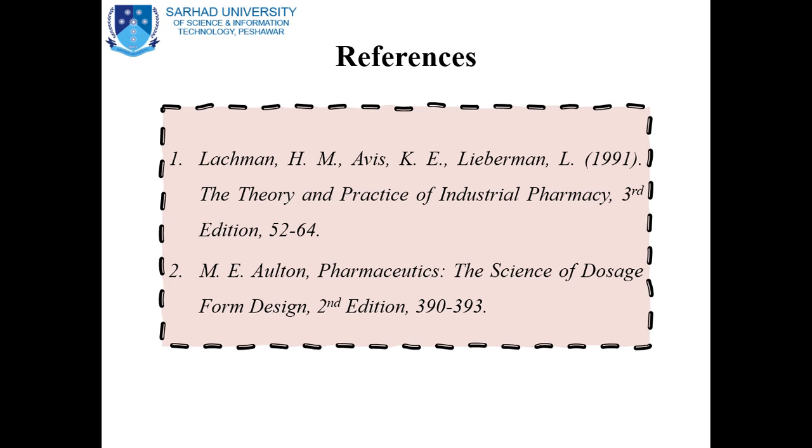References: Lachman and Lieberman, The Theory and Practice of Industrial Pharmacy, 3rd edition, as well as Aulton's Pharmaceutics, The Science of Dosage Form Design, 2nd edition. Pages consulted: The Theory and Practice of Industrial Pharmacy, 52 to 64, and Aulton's Pharmaceutics, 390 to 393.